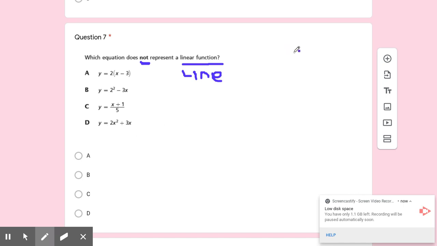Okay, so remember what we know about equations, all right? In order for it to be linear, it has to come out in the form y equal to mx plus b, all right? And some of these are tricky this time, but we'll work on that in a minute, all right? But that's what makes it linear.